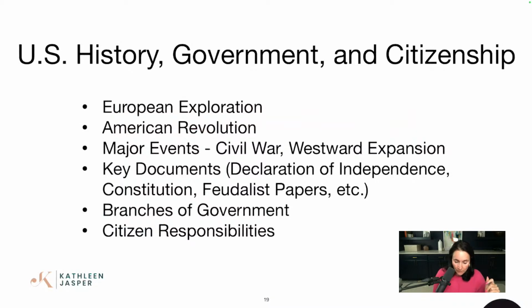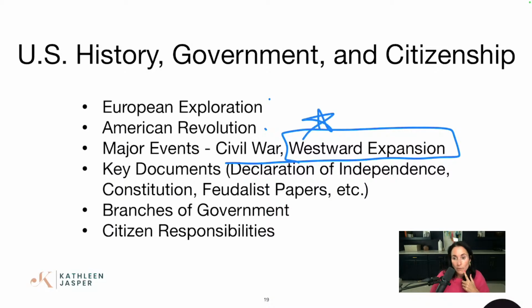All right. I told you European history, European exploration, American Revolution, major events. Westward expansion is a big one. Westward expansion, divine or manifest destiny. Key documents. This should say Federalist Papers. Sorry, it should not say Feudalist Papers. Federalist. I will fix that. I keep saying I'm going to fix that and I keep forgetting.